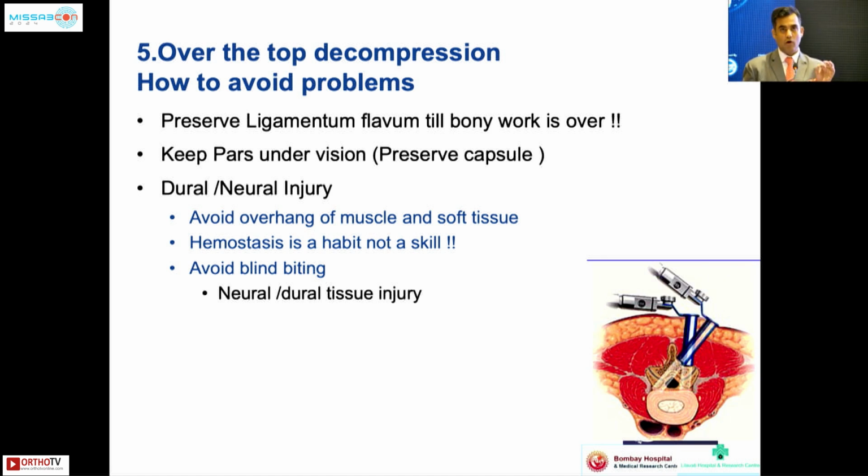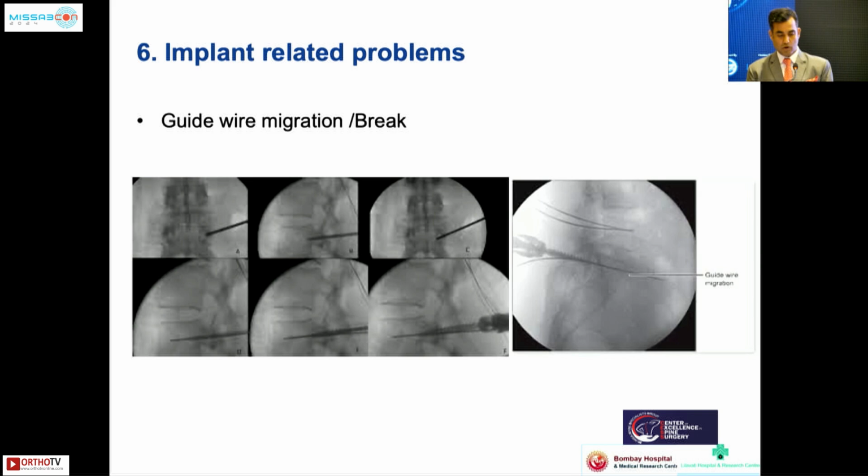And that's why over the top decompression, as the name suggests, is over the top, above the ligamentum flavum. So if you are doing contralateral-sided decompression, do it above the ligamentum flavum, go all the way to the facet on the opposite side, and only then remove the ligamentum flavum if you want to avoid the neural and dural injuries out there.